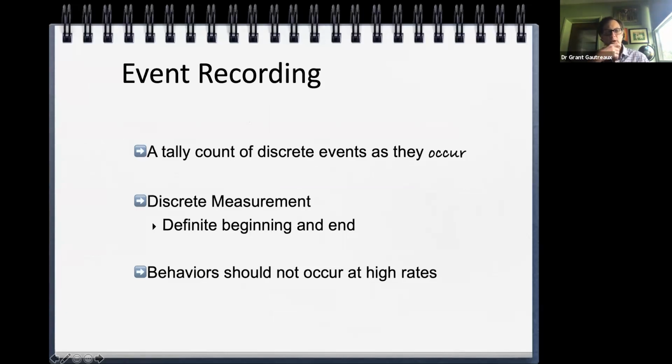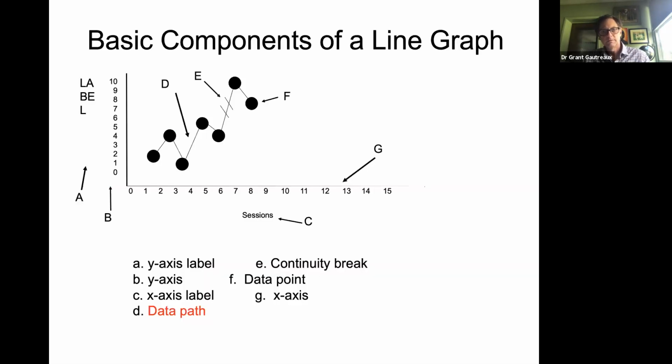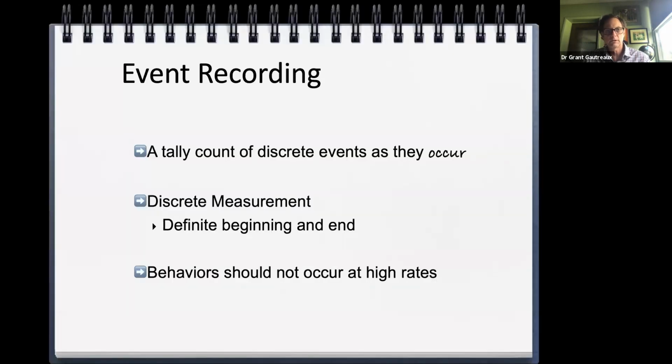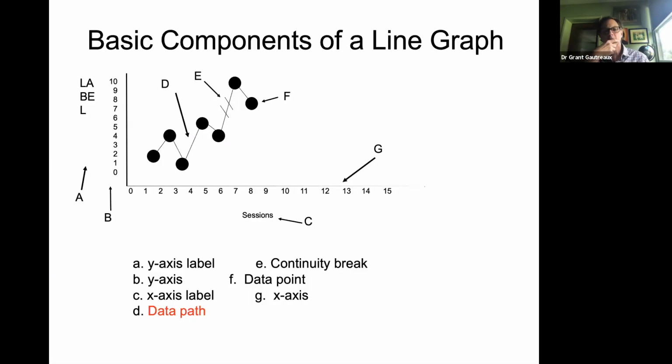All right, I don't think I have to school you guys in event recording, but we're just counting discrete events as they occur. You should have a definite beginning and a definite end. Okay, and then subsequently you would label your y-axis on your graph to reflect what it is that you're measuring. Those two always have to match up.